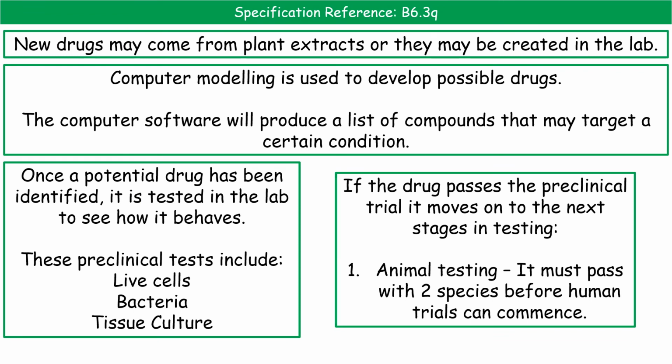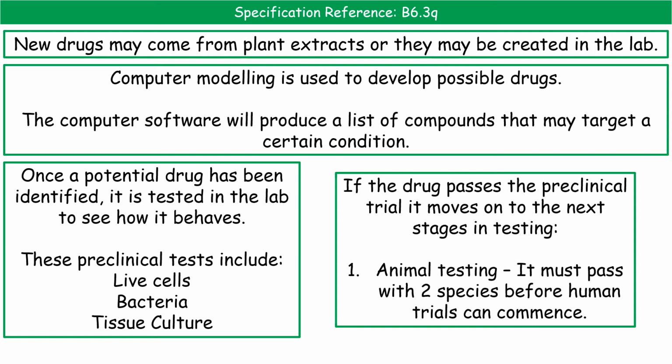The last part of our little booster today is going to be looking at how we get new drugs. Generally speaking, when we're talking about developing new drugs, these are going to come from plant extracts, or we may create them in the lab. But we are going to have to go through a range of different steps to make sure we've got a drug that is safe and effective at the end of the day. First thing we do is computer modelling. So we use a computer model to work out if the drug we're developing is likely to be effective, first of all.